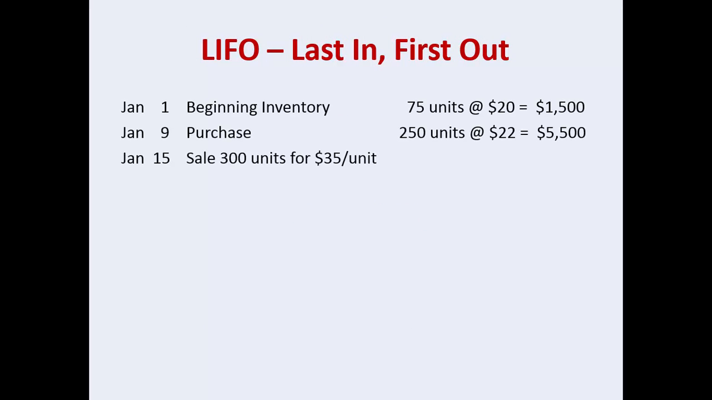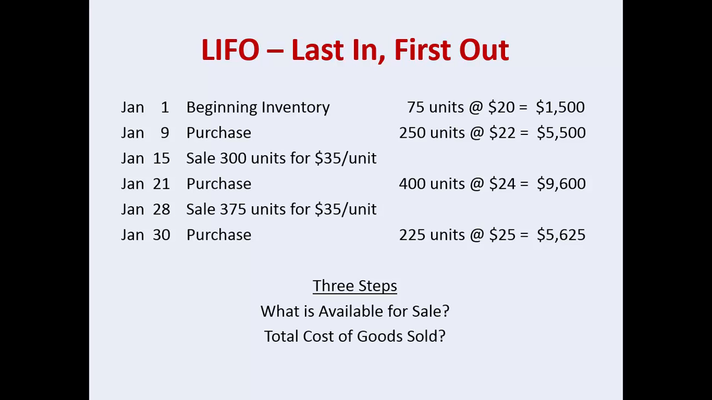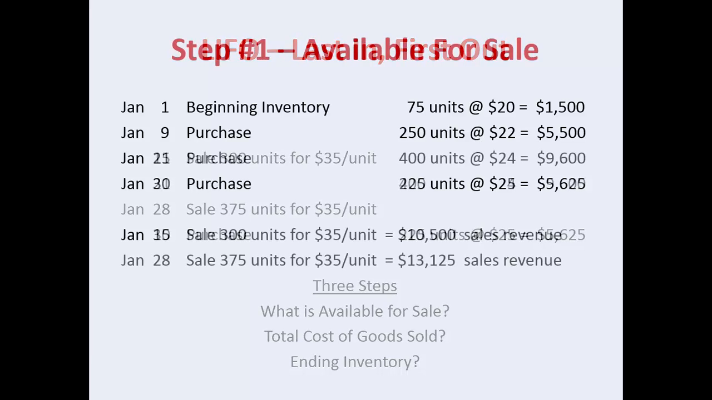So looking at an example where you have various purchases and sales, take this in a three-step order. First, determine what's available for sale. Then determine cost of goods sold using LIFO, and whatever's left over, what you haven't assigned to cost of goods sold from what was available, should equal ending inventory. Because remember, ending inventory and cost of goods sold will equal that same number available for sale.